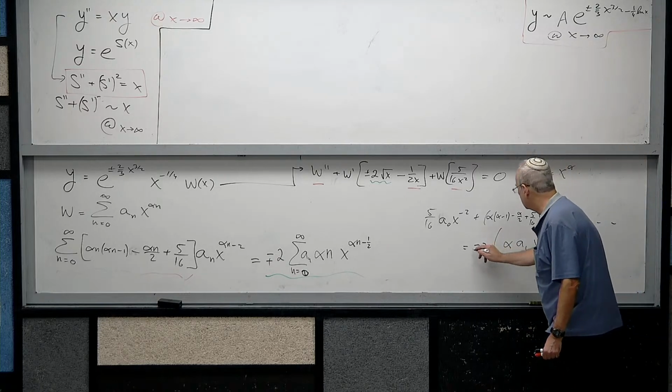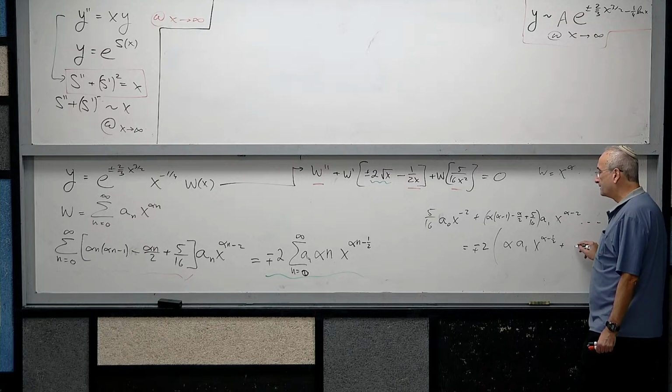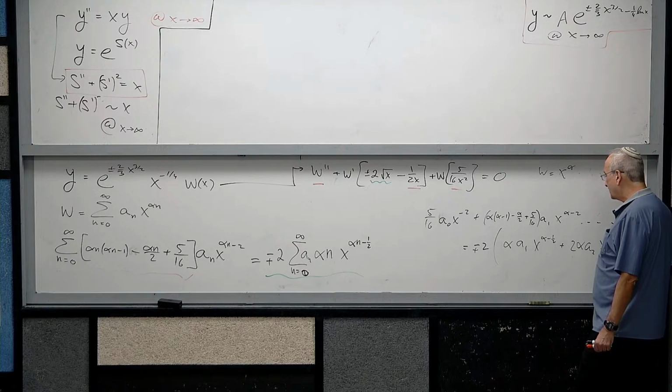This is minus plus, sorry. So the next term will be 2 alpha a2, am I right? Yeah, x to the 1.5 alpha. Alpha is now 2, so 2 alpha minus 1, right? So I have 2 alpha minus 1/2.